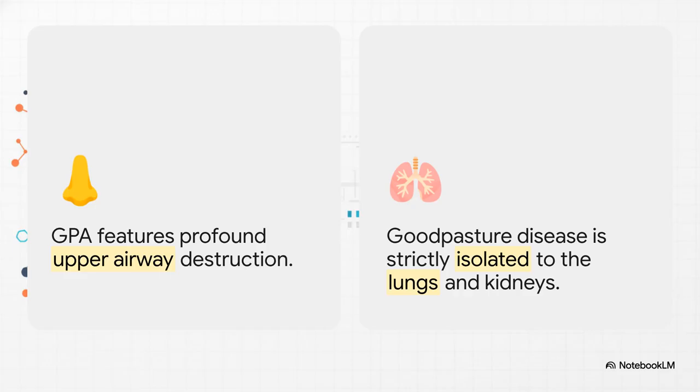Both granulomatosis with polyangiitis and Goodpasture disease can present with pulmonary hemorrhage, causing hemoptysis, and rapidly progressive glomerulonephritis, causing acute renal failure. However, Goodpasture disease, which is driven by anti-glomerular basement membrane antibodies, strictly isolates its attack to the lungs and kidneys. GPA, on the other hand, features the profound addition of that upper airway and otolaryngologic destruction we just talked about.